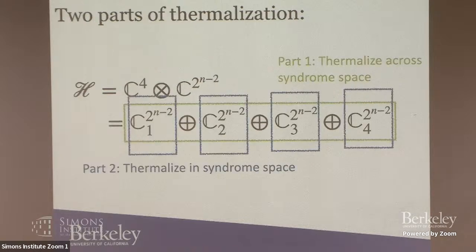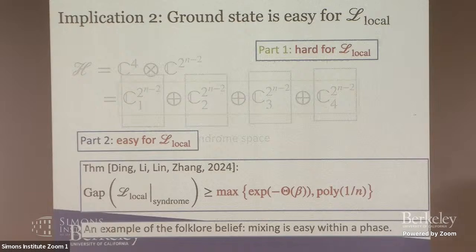Now to understand the thermalization for the 2D Toric code, there are two parts of thermalization. The first part is that you need to thermalize across the syndrome spaces. Essentially, you assign equal weight across the syndrome spaces. In the second part, you need to thermalize inside the syndrome space. Basically, you assign different weights to different eigenvectors according to their energy. We can show that for the local Davies generator, the thermalization in the first part is very hard. You need to overcome the energy barrier in the first part. This is where exponential minus beta comes from. However, the second part is very easy.